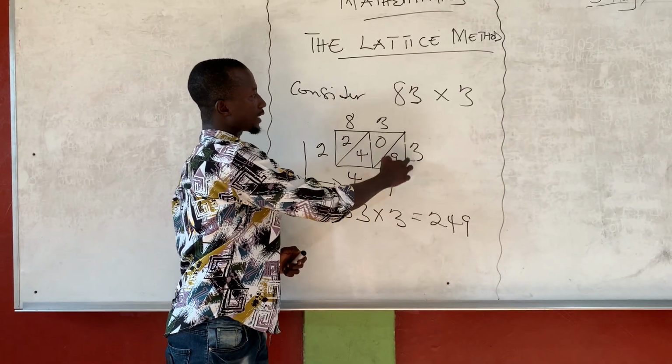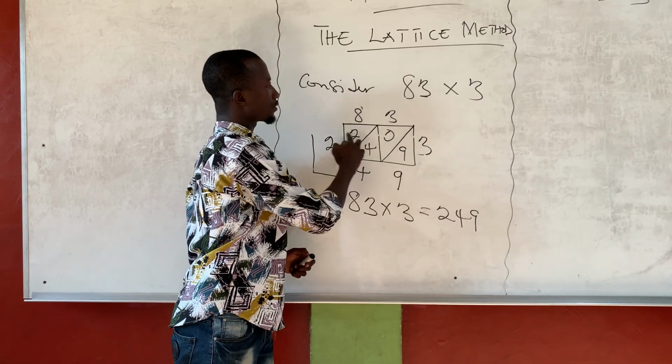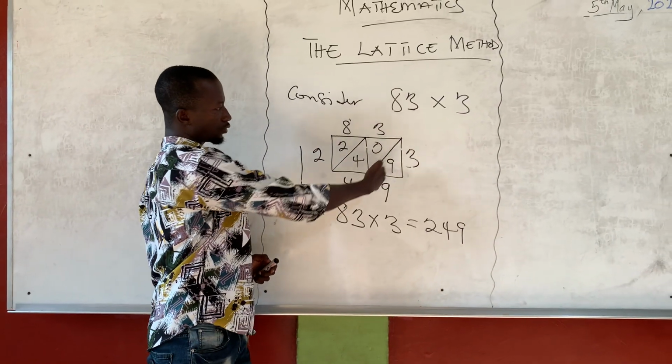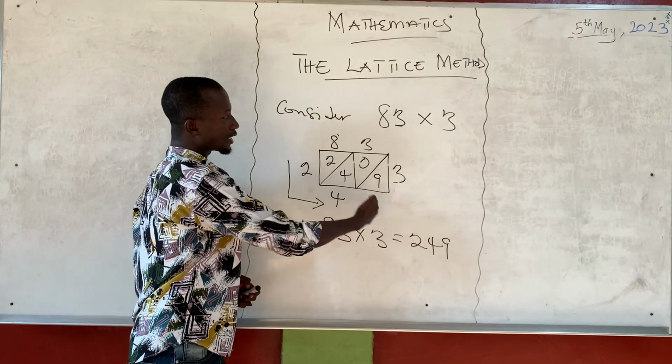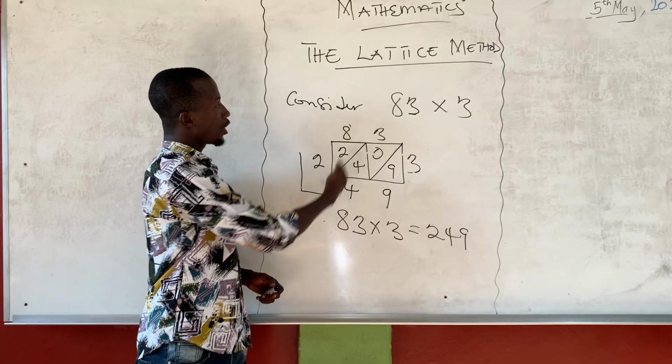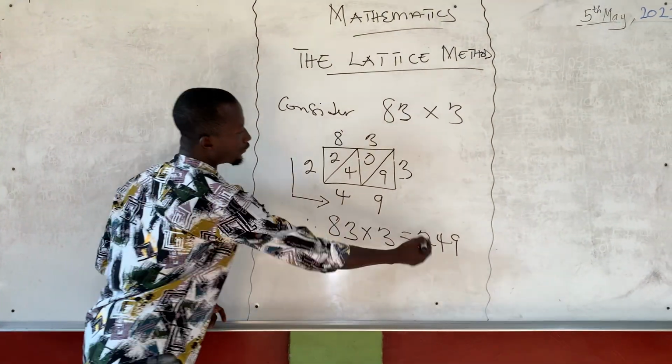So we just multiply this by this, 0, 9, this by this, 2, 4. After that, we are adding those numbers here, and those numbers there. So here we have only 9. We have 0 and 4. Then we have 2. So the answer for this one is this.